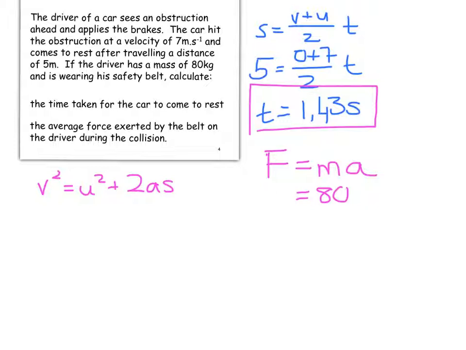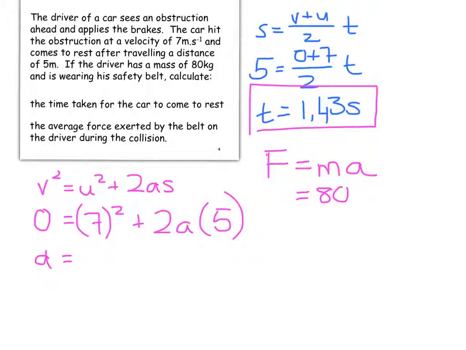And so I'm going to say I ended at 0, 7 squared, which is 49, plus 2, I don't know my acceleration, I do know my distance is 5. When I rearrange that, I find I get negative 4.9 meters per second squared. So in other words, it slowed down at that rate. I put that in.